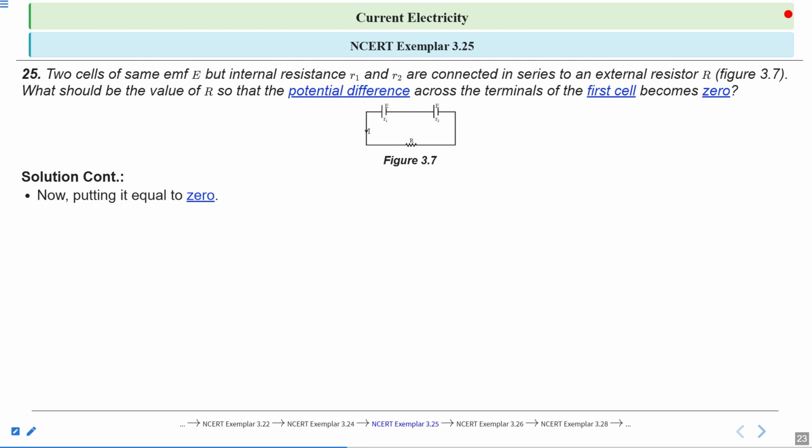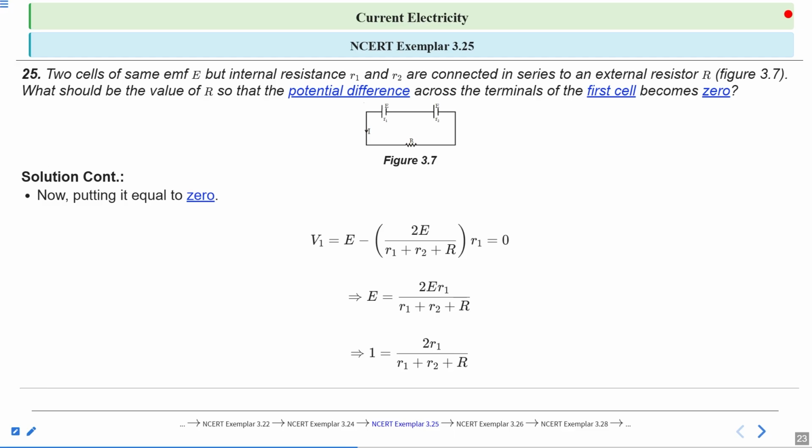Now putting it equal to 0. So what is the condition? Potential difference across the terminal of the first cell becomes 0. So put it equal to 0. So putting this equation V1 equal to E minus 2E upon R1 plus R2 plus capital R into R1 equal to 0. So E will become equal to 2E R1 upon R1 plus R2 plus capital R. So after cancelling the E from both sides, it will become 1 equal to 2R1 upon R1 plus R2 plus capital R.